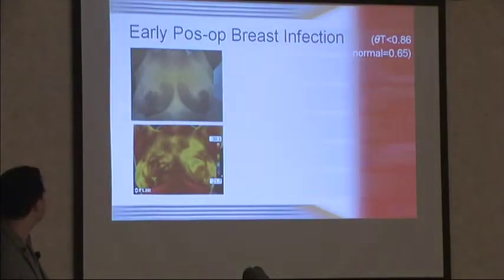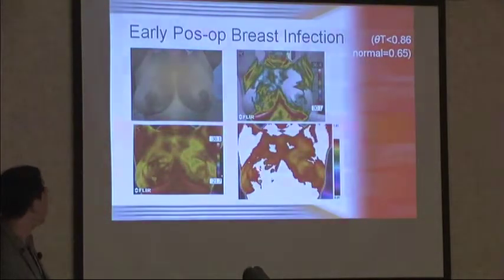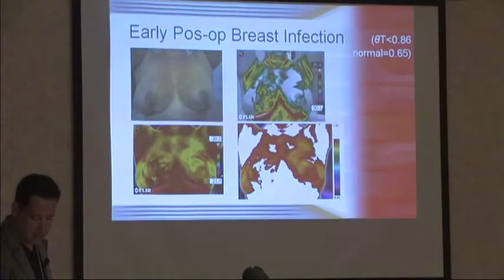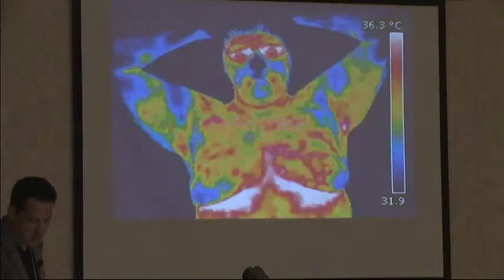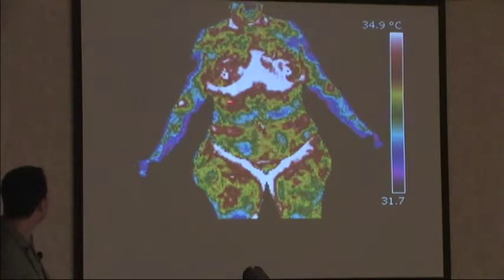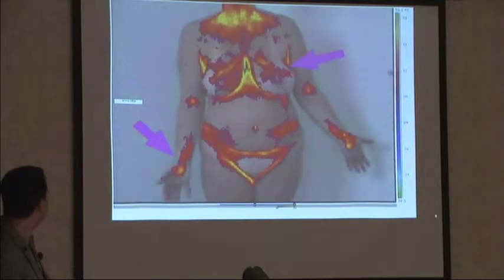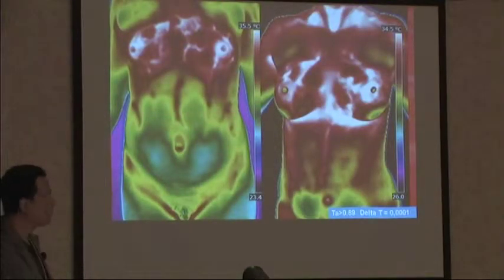But there are some pitfalls, like breast infection post-operatory. Sure, you have a difference, but you must correlate with the clinics of the patient. And then this is another situation: a high estrogen woman has a much higher temperature than the rest of the body. She has more than 0.89 temperature, but the delta T is very symmetrical.